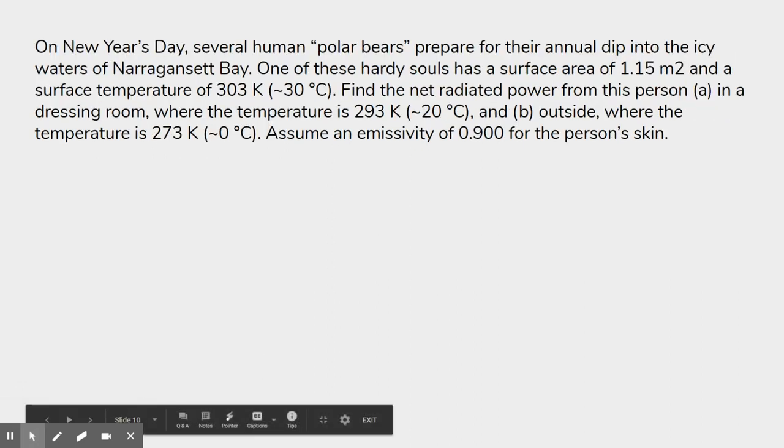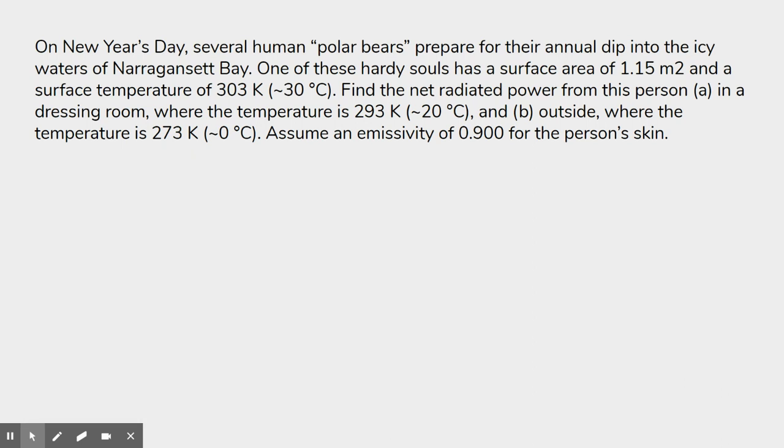And the last problem. Okay. So I'm just going to read you this problem. We have some humans who are going to go swimming in very cold waters. We have the surface area of the person and the surface temperature of the person. We want to find the net radiated power from this person in a dressing room where the temperature is about 20 degrees Celsius, and outside where the temperature is around 0 degrees Celsius. And here is the emissivity that we will be assuming.